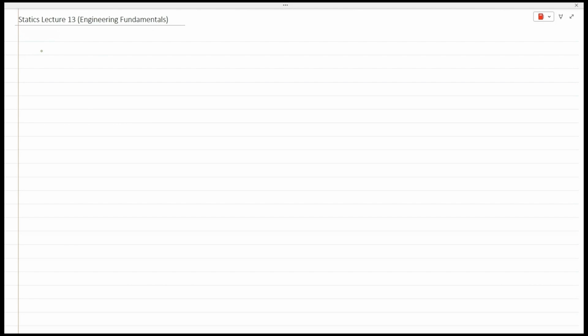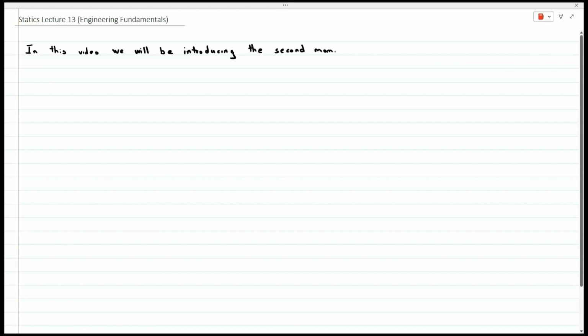Enjoy the video. In this video, we'll be introducing the second moment of area, also known as the moment of inertia, where Ix is the moment of inertia about the x-axis.